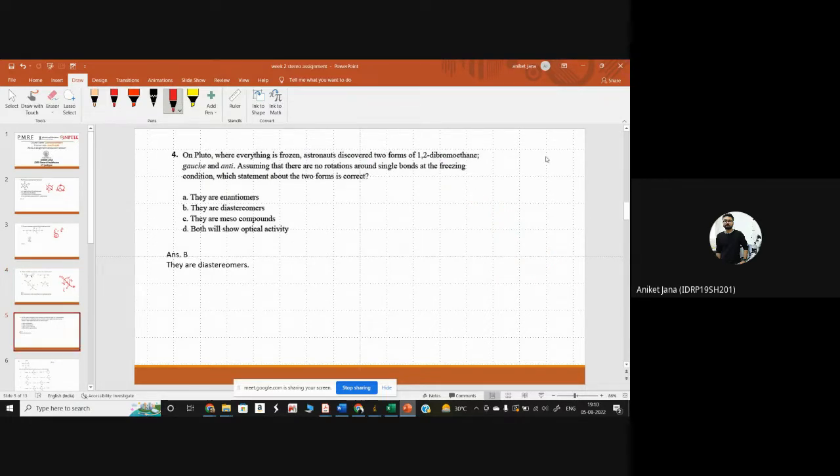Here it says: on Pluto, where everything is frozen, astronauts discovered two forms of 1,2-dibromoethane, gauche and anti, assuming there are no rotations around the single bond at the freezing condition. Which statement about these two isomers is correct? They are diastereomers. Okay. Do you know what the gauche and anti forms are? Yes, sir. Okay, so let's draw. I am drawing.